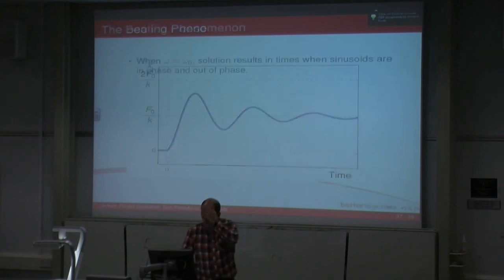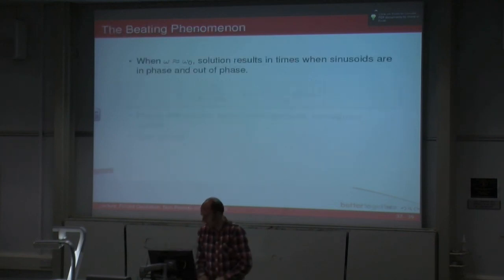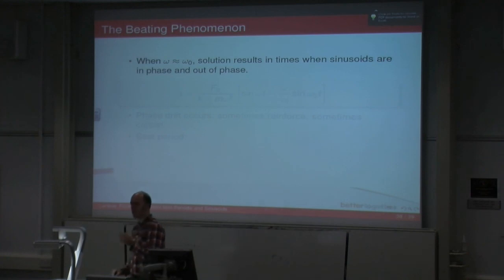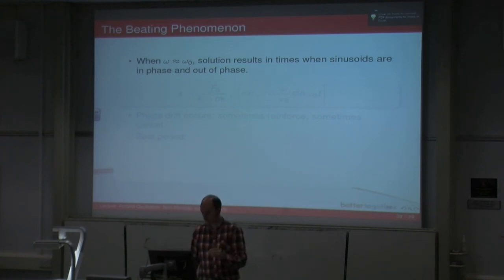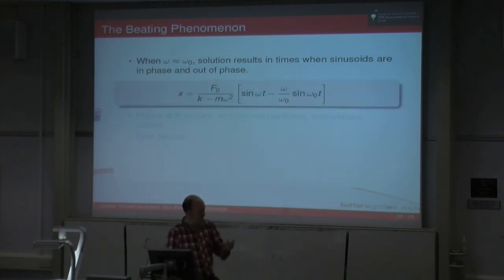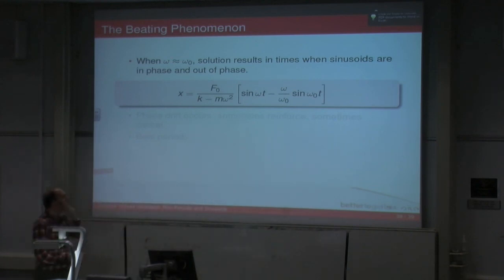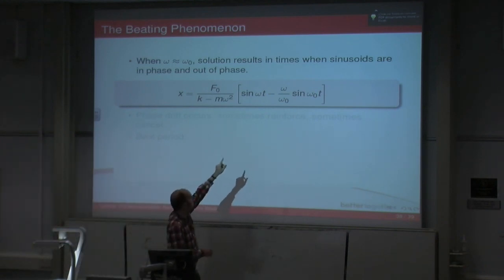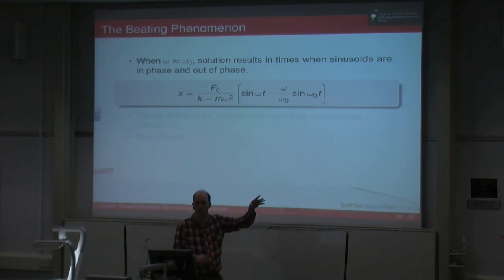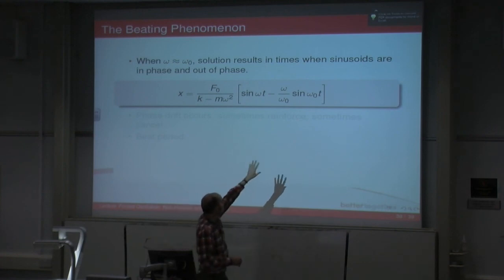Now, there's one thing that I want to talk about, which is called the beating phenomenon, which is what happens when omega and omega naught, so this is looking at that sinusoidal forcing function, are close but not equal to each other. And so this is a solution we found. Now, when omega and omega naught are close but not quite equal to each other, you have a sine omega t and a minus sine omega naught t, and that second term is multiplied by virtually 1, not 1 but virtually 1.